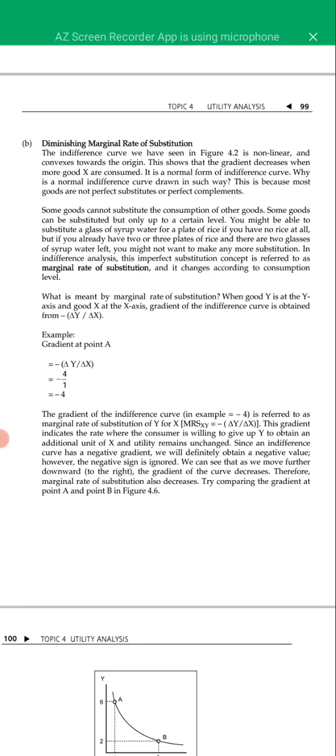So if I'm having 2x right now and 4y, and I want to give up y to get one more of x, how many of y should I give up? In this case, if the gradient is 4, it means for every trade, if I want to get 1x, I must give up or forgo 4y.